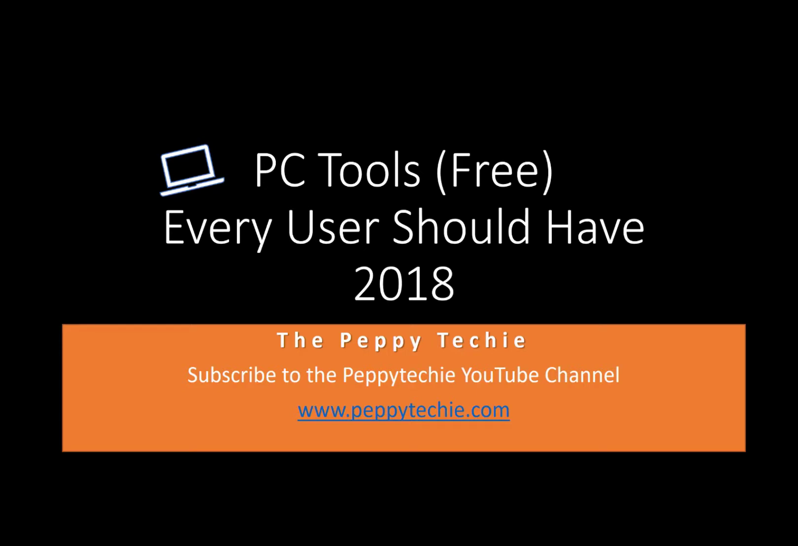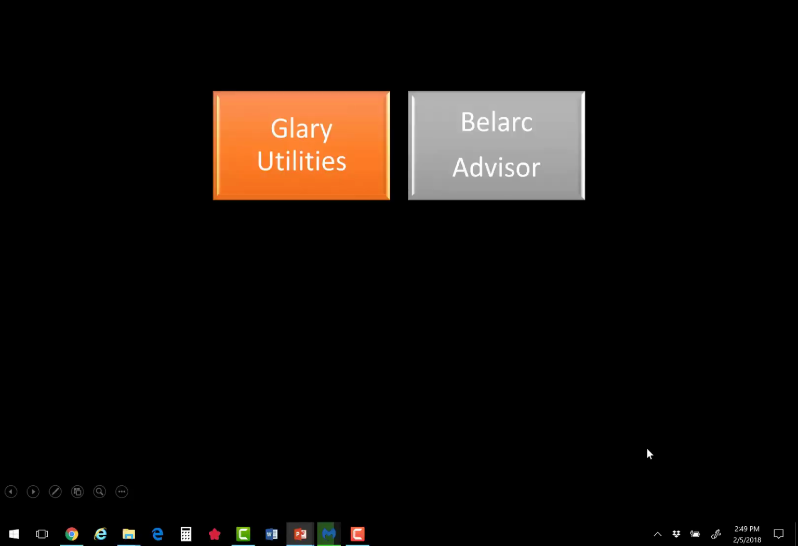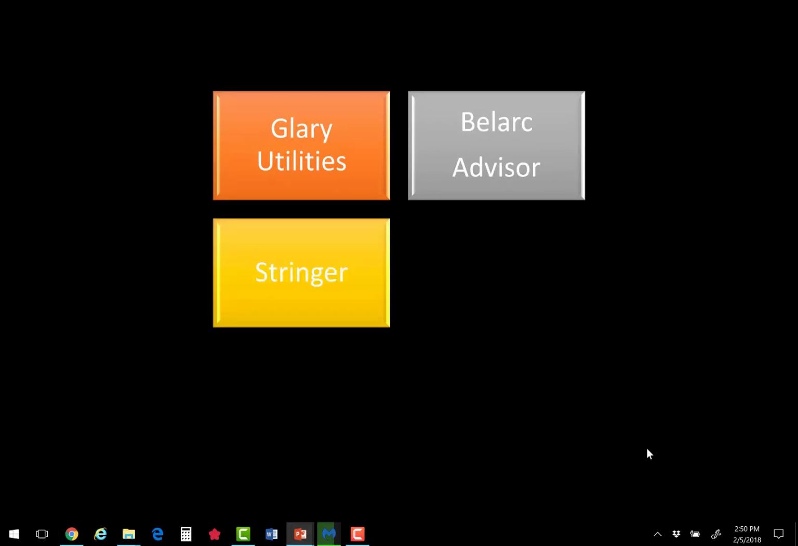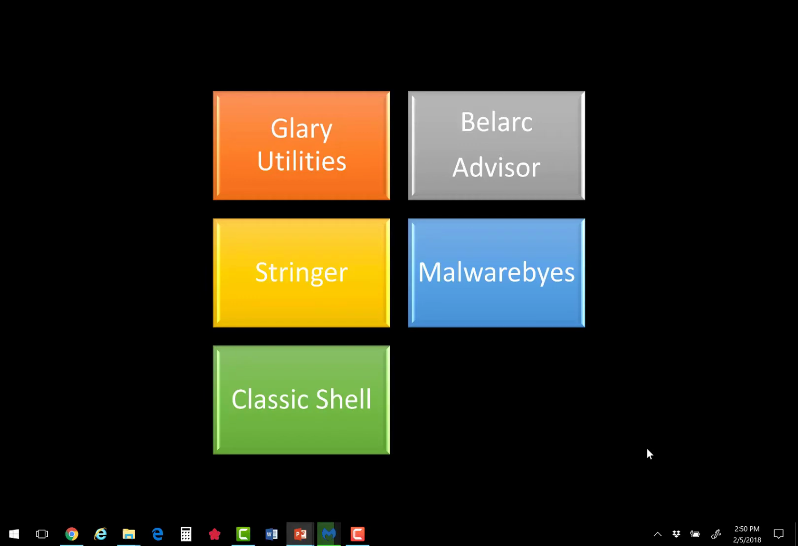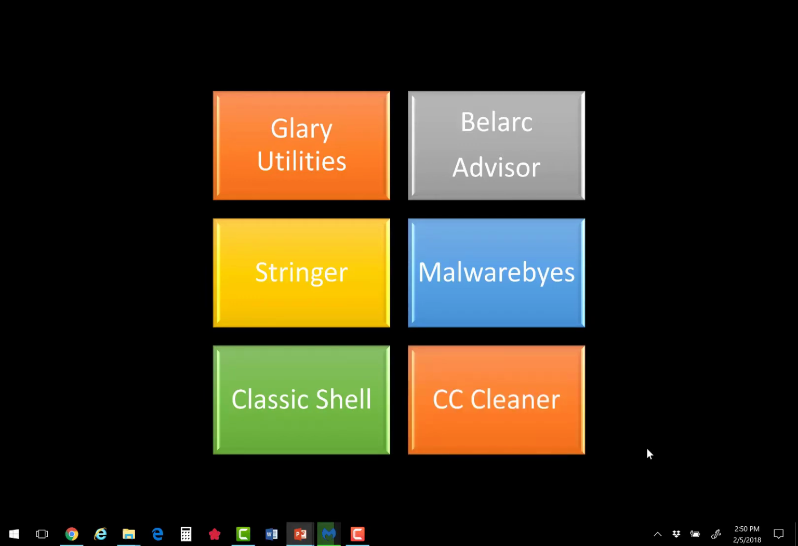Now this video, just so you know, is a quick overview. I'll be doing more in-depth videos on each of these products in the next few weeks. The first one is Belarc Utilities, Belarc Advisor, Stinger, Malwarebytes, Classic Shell, and CCleaner.